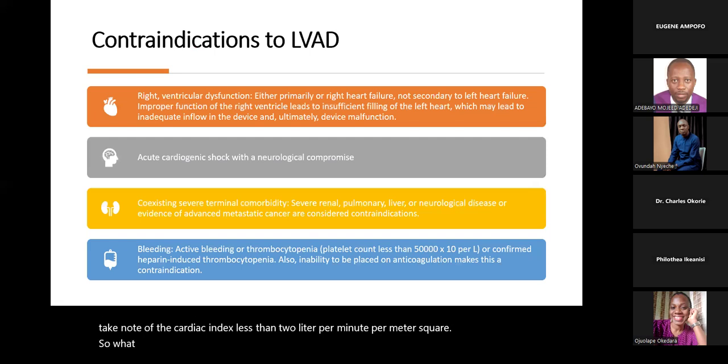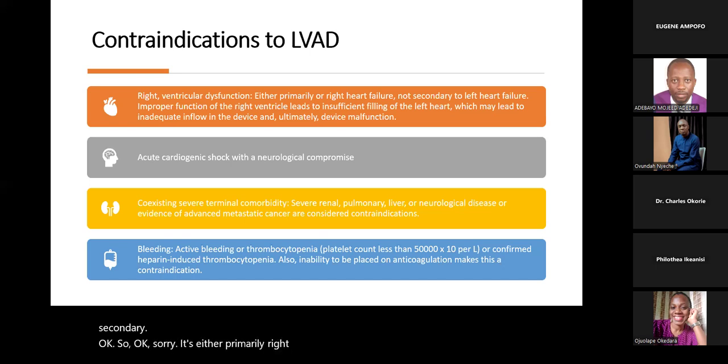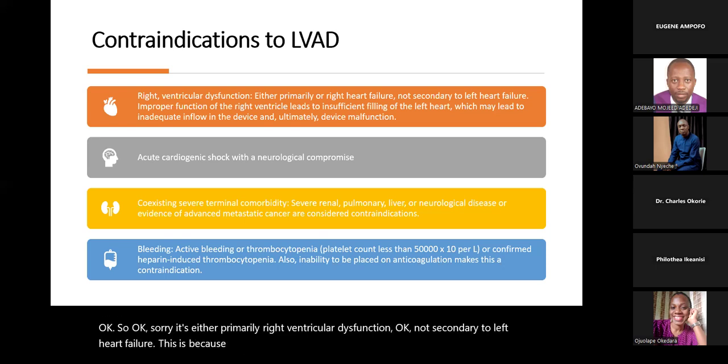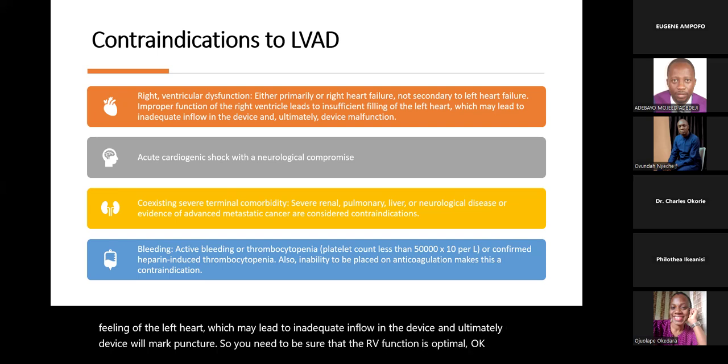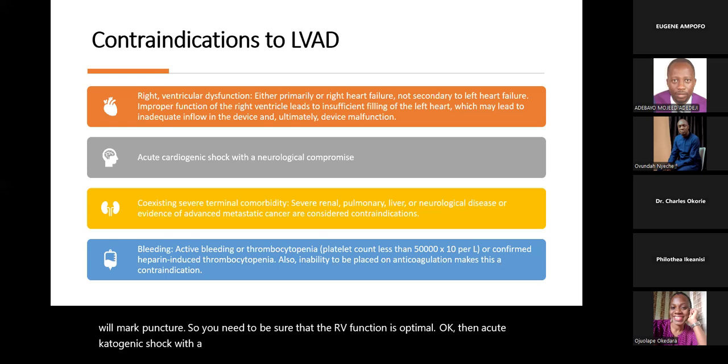So what are the contraindications? Right ventricular dysfunction, primarily right ventricular dysfunction, not secondary to left heart failure. This is because improper function of the right ventricle will lead to insufficient filling of the left heart, which may lead to inadequate inflow in the device, and ultimately the device will malfunction. So you need to be sure that the RV function is optimal. Then acute cardiogenic shock with a neurological compromise. If there's a neurological compromise, it is a contraindication.